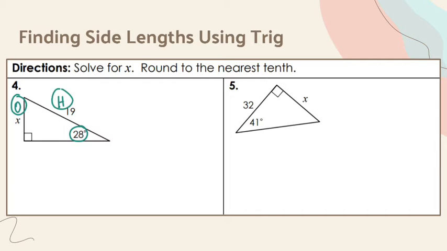So we have O and H. So we want to use our formulas from SOHCAHTOA to figure out which one of the trig functions, sine, cosine, or tangent, goes with opposite and hypotenuse. And that's going to be sine. So if we set up our equation, sine of the angle, which we now know is 28 degrees, is going to equal the opposite side over the hypotenuse. And we want to solve for x. So since we are dividing by 19 here, the opposite would be to multiply by 19. So we're going to have 19 sine 28 equals x, and then we can just type this in our calculator.